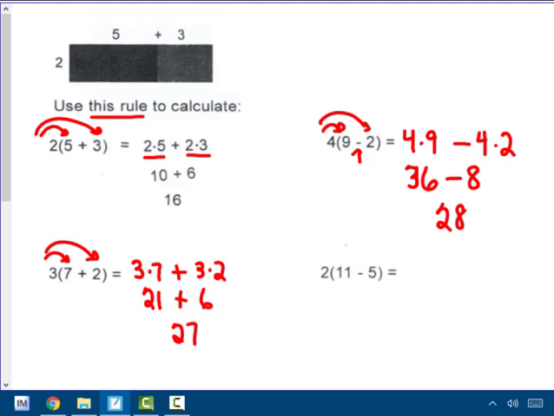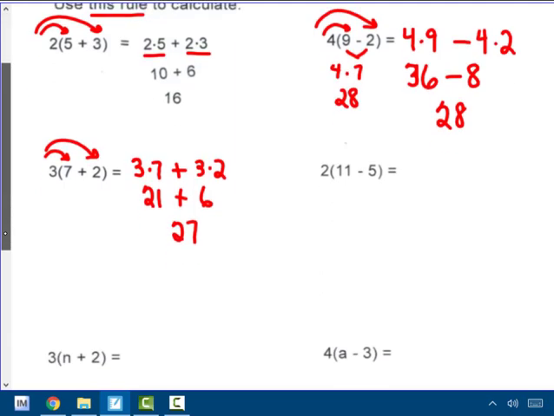Now I could just show you that, since I know all of the numbers, why don't I just do PEMDAS and do what's in the parentheses first? 9 minus 2 is 7, and 4 times 7, if I just do PEMDAS, I'm going to get 28, right? So I can distribute or I can do PEMDAS when I know all the values. Same with this example. I could have added the 7 and the 2 first to get 9, and then 3 times 9 to get that 27.